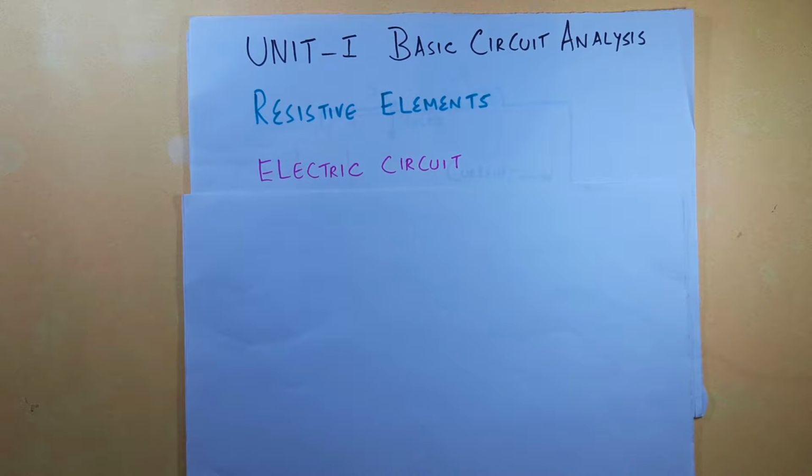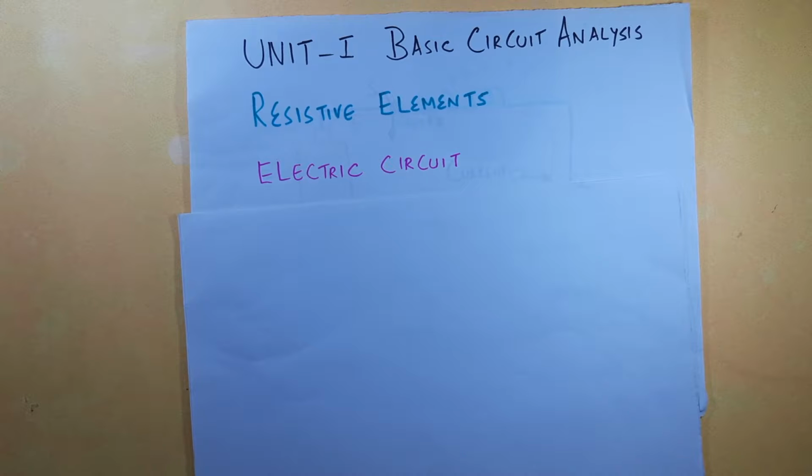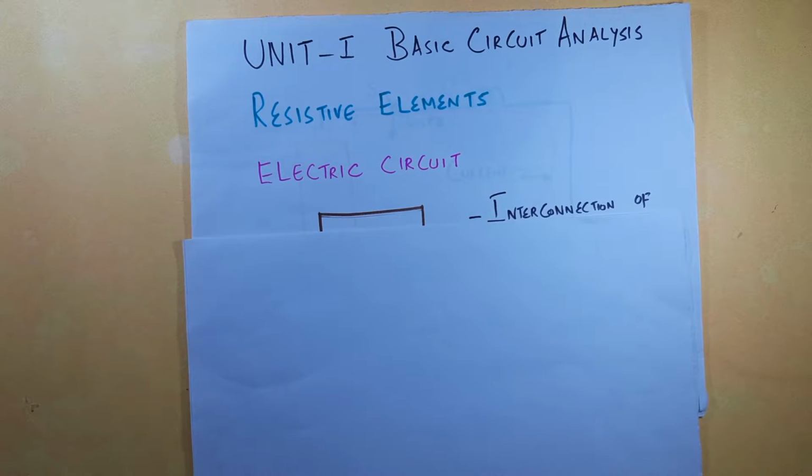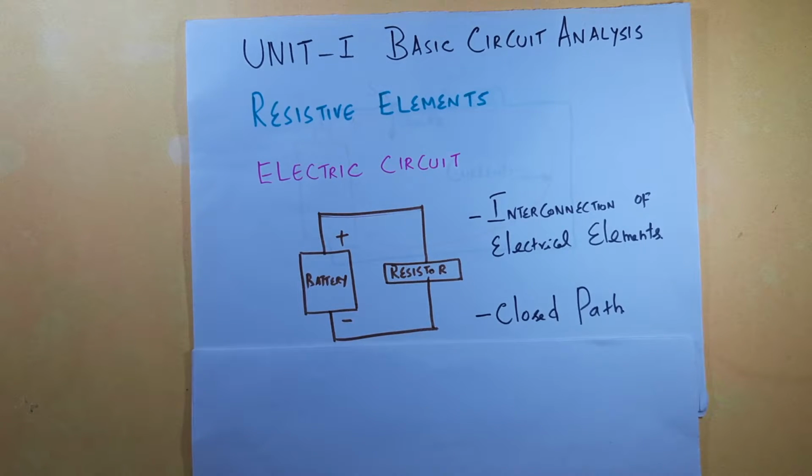is an electric circuit. An electric circuit or electrical network is an interconnection of electrical elements linked together in a closed path so that an electric current may flow continuously. A simple electric circuit is shown. So this is a simple electric circuit.